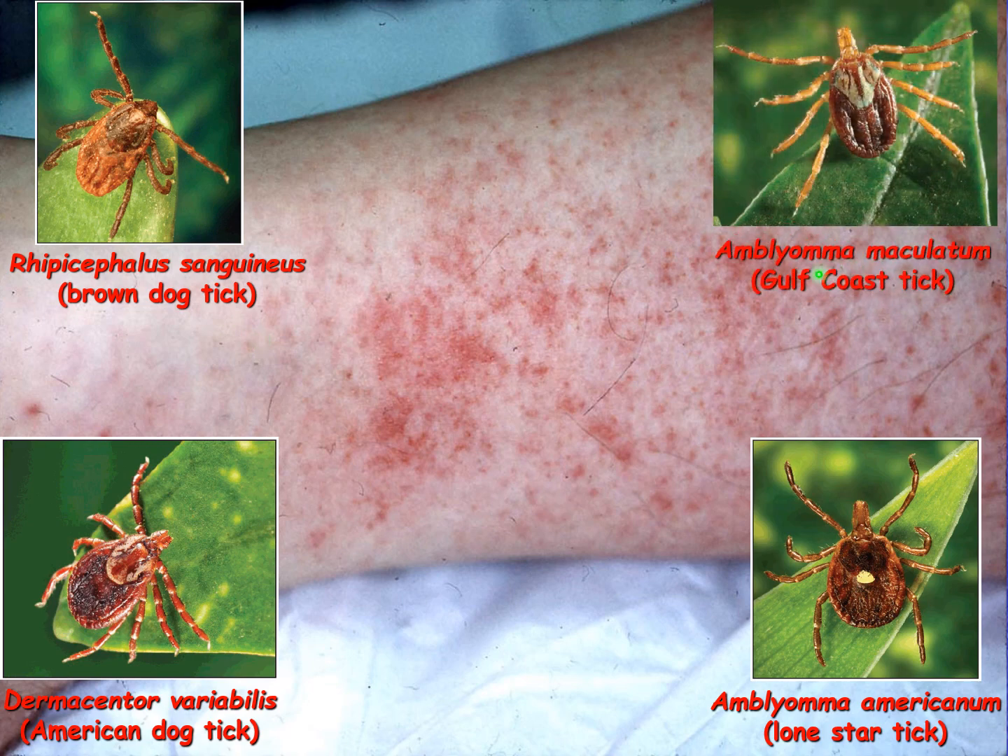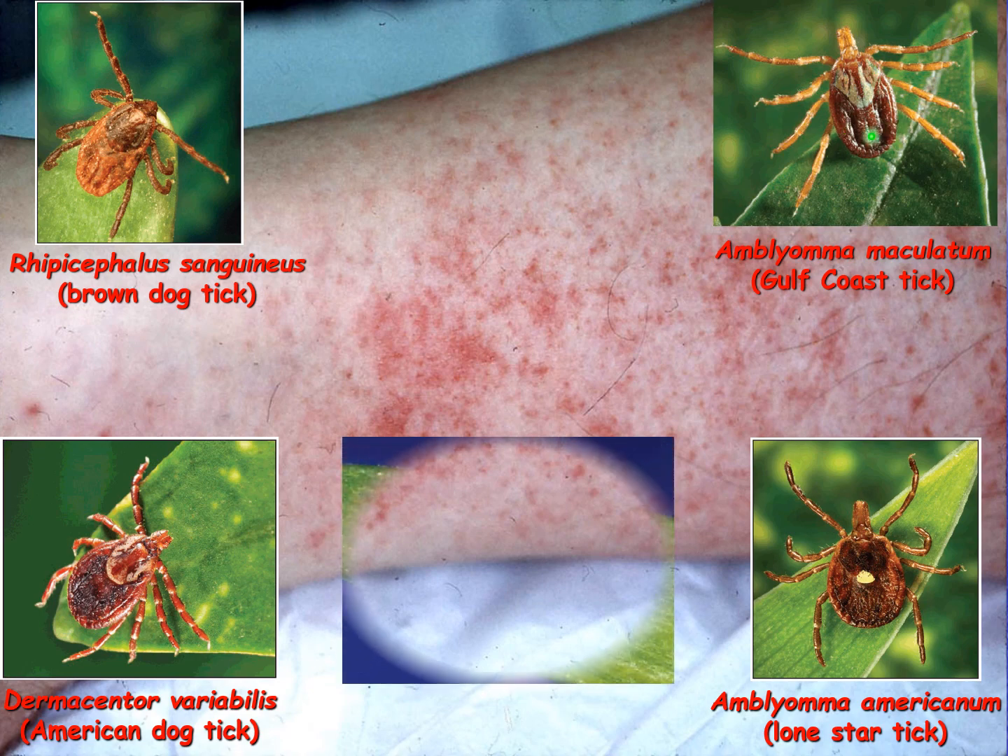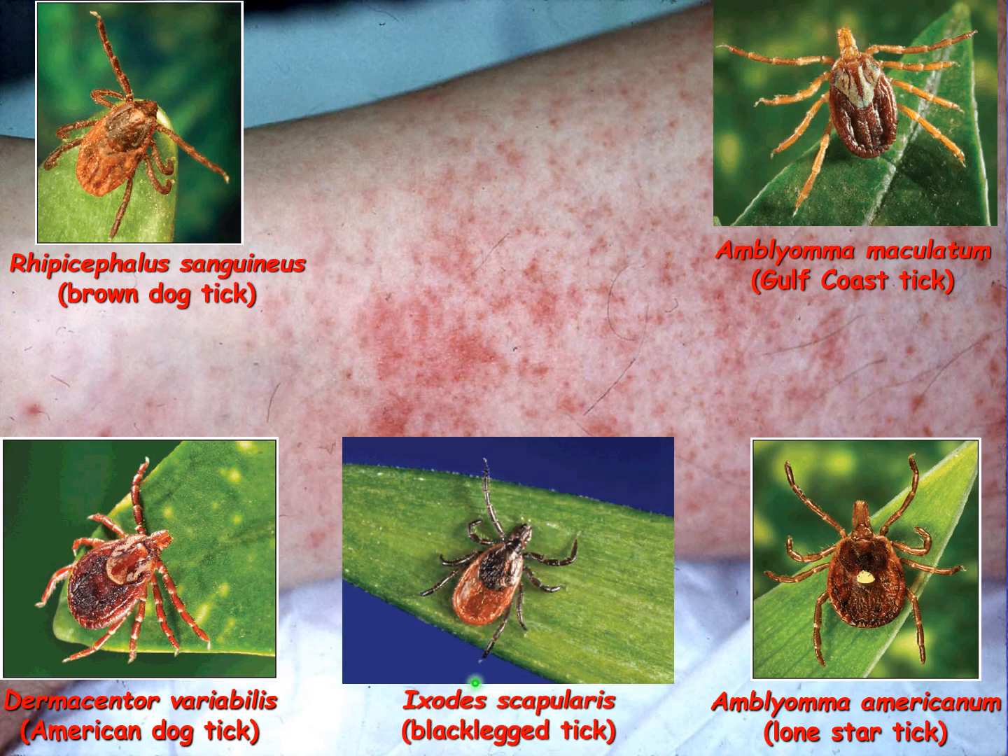Amblyomma maculatum, which is the Gulf Coast tick. This one is not quite here yet in Missouri, I don't think, but it's on its way because it's basically through central Arkansas at this point. And then lastly, Ixodes scapularis, the black-legged tick. This also transmits Borrelia burgdorferi, but can transmit both Ehrlichia and rickettsial diseases.